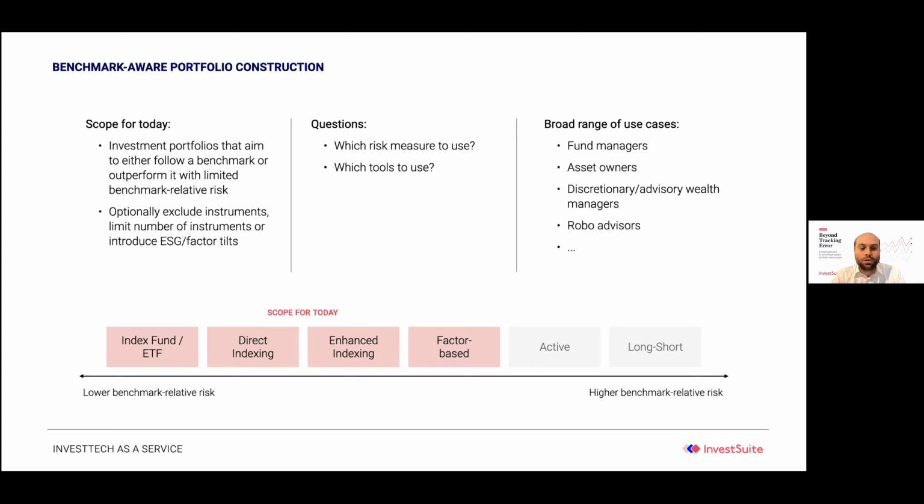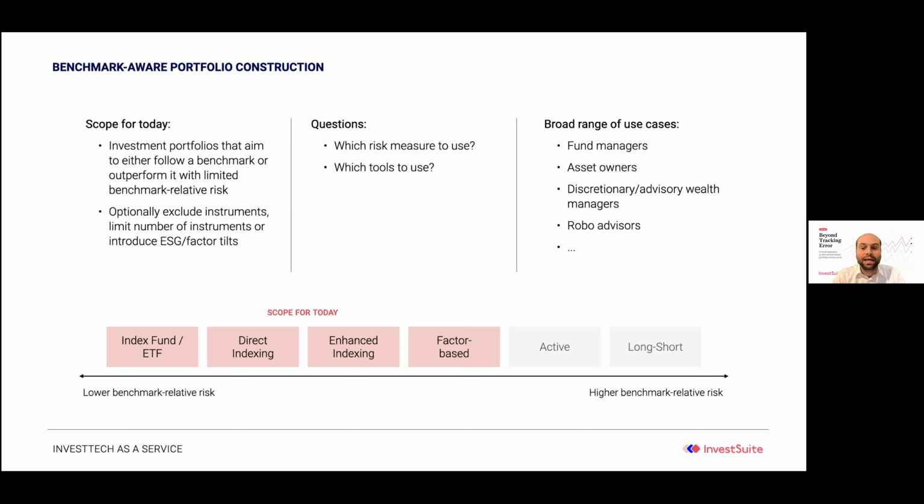So the questions that we'll dig into next will be, first, which risk measure to use for the purpose of benchmark-aware portfolio construction, and we'll also present the InvestSuite tools that can assist with that process. Finally, I just wanted to highlight that, in the current day, benchmark-aware portfolio construction is not just the exclusive terrain of fund managers anymore.